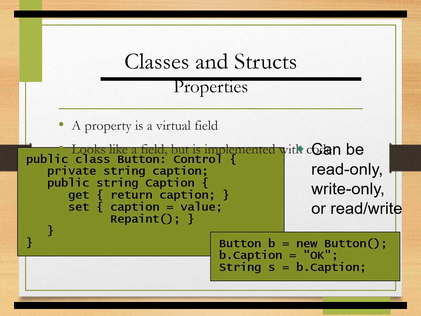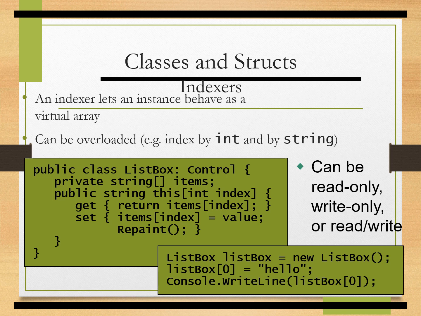If you look at class or structure properties, a property is a virtual field that can be read only, write only, or read and write. A getter method means you just read the data. A setter method means you have write-only access. Indexers are instances of a virtual array and can be overloaded, because operator overloading is not permitted for the particular scenario. Just see a public class ListBoxControl with a private string for the items, a public indexer whose return type is string, which returns the values to be read.